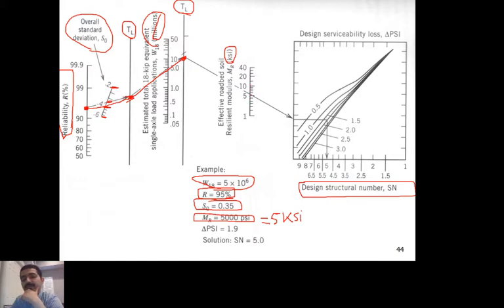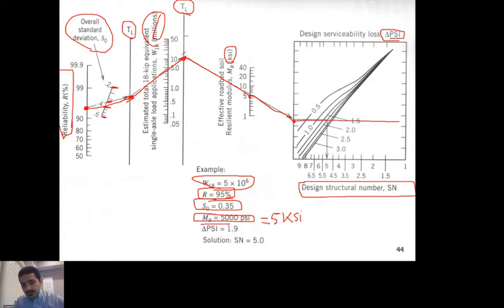So I'm going to connect it to the 5,000 point right here, and that's why we connect the line from the turning line to here, and we'll extend this line until we hit the y-axis of this graph right here. Once we hit this point on this y-axis, you're going to draw a horizontal line across the board until you hit one of these lines. What do these lines represent? These lines represent the delta PSI, which is the initial serviceability minus the terminal serviceability.